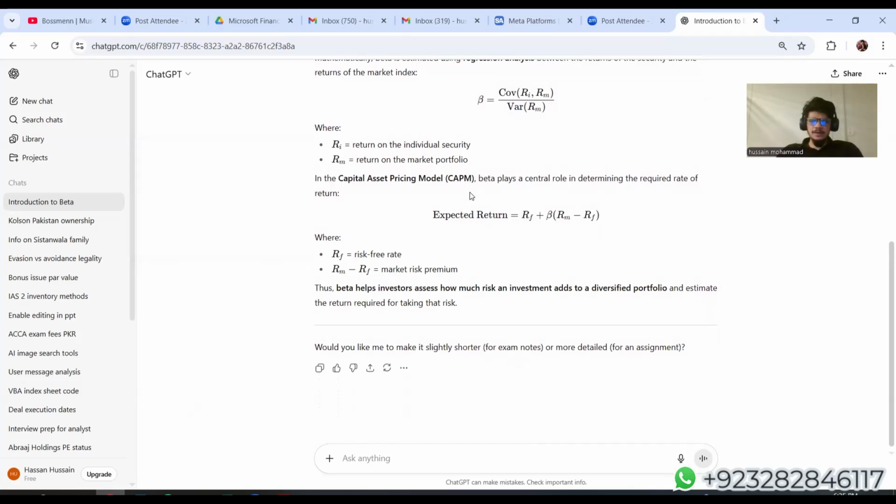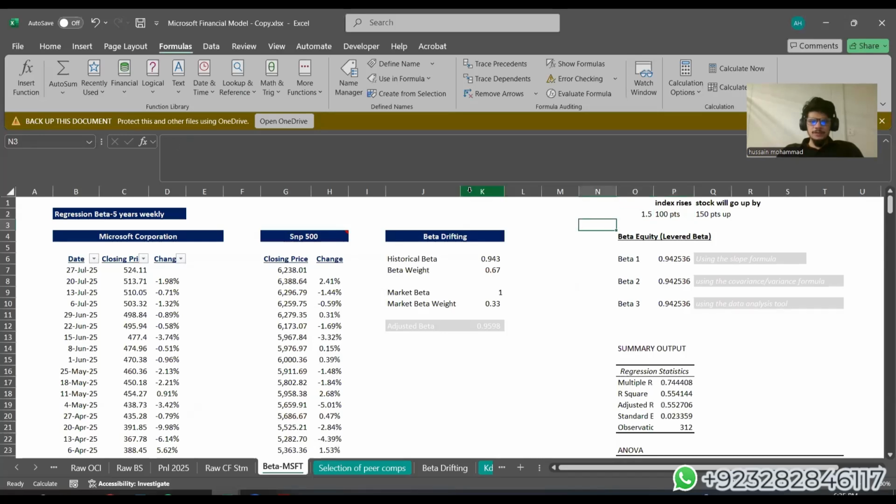So this was my introduction to beta class. In the upcoming class, you will see how we get the data of both the market, the S&P 500, and the company that we are making the valuation model of, what beta drifting is, and how we apply these three formulas and how we get this data output as well.